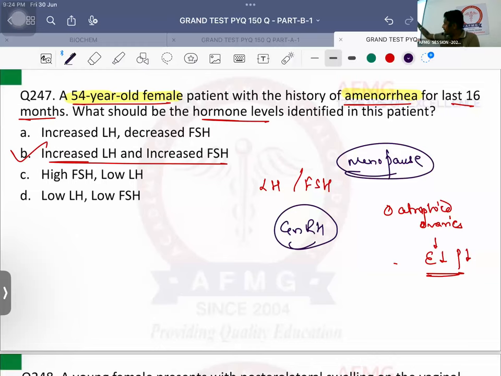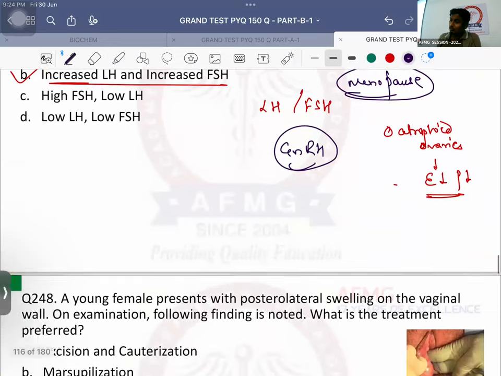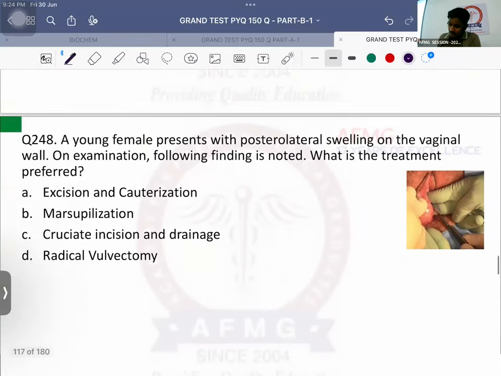Normal baseline LH release is by GnRH itself. No issues with this, anybody? Have you understood that? That's important.